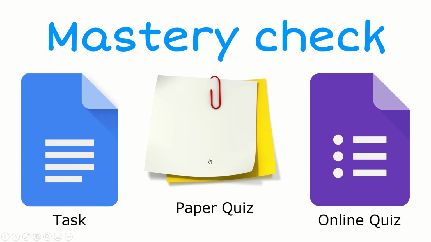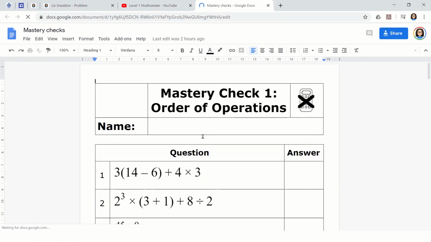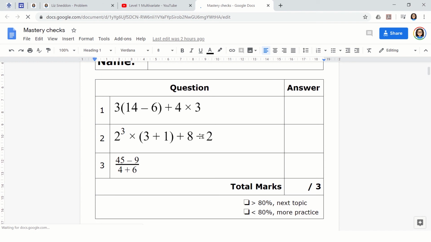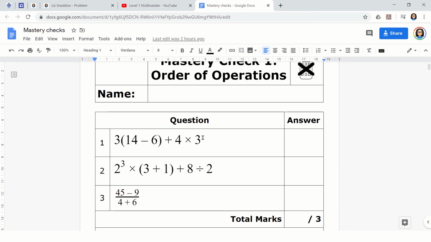The second type that I sometimes do is a paper quiz. This is not useful at the moment with distance learning, but when I'm in class, I have a little paper that I print out, and the students just go and work on it, and I go through, tick, tick, tick, and check if they've done it. So a very quick mastery check.